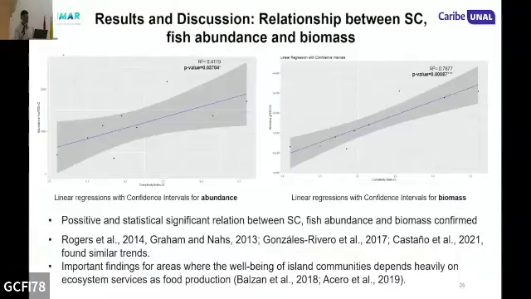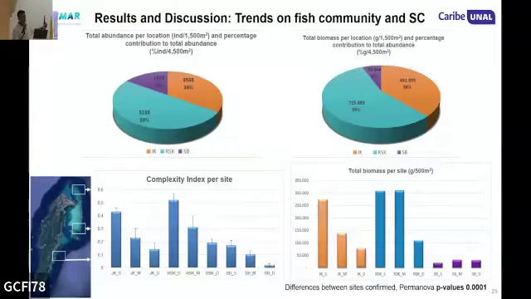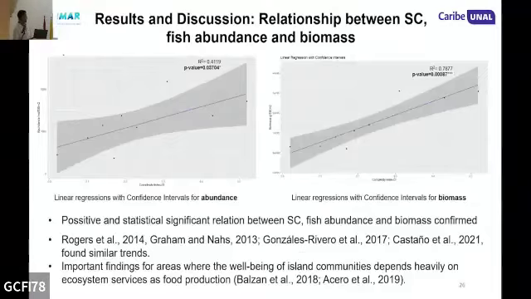Also, this data is about structural complexity and the relationship with fish biomass and abundance. So we have an increase if we have higher structural complexity: higher biomass of fish, and higher food security, because we are on an island 700 kilometers from the coast. So people really depend on the food that the reef is providing.